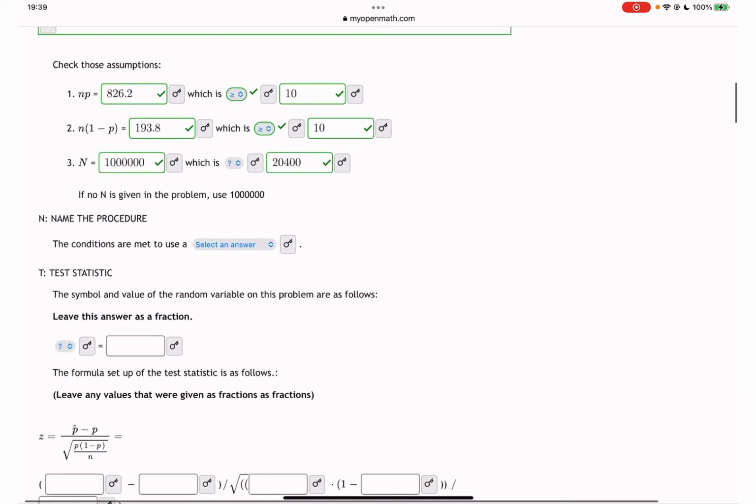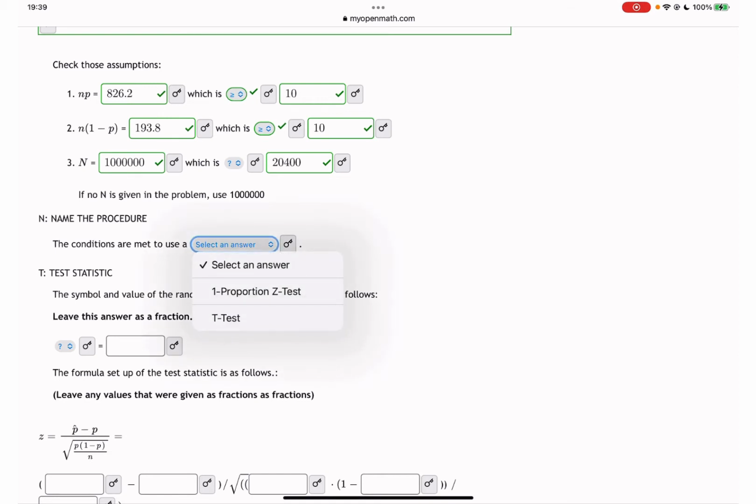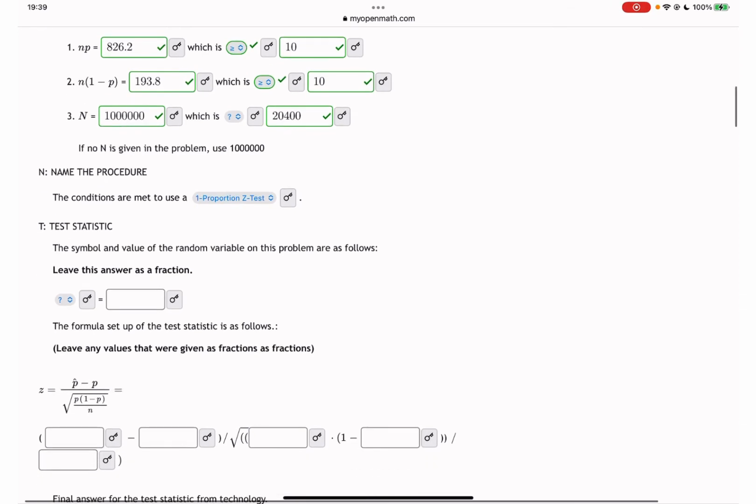All is good. Next, moving to next. So the conditions are met to use, those are conditions that we checked, and once these conditions are satisfied, we are going to use one proportion z-test. Okay, z-test. We have z-test, we have t-test. T-test is different for smaller sample size. Okay, we have large sample size, 1030. All right, so next we are going to do test statistics.